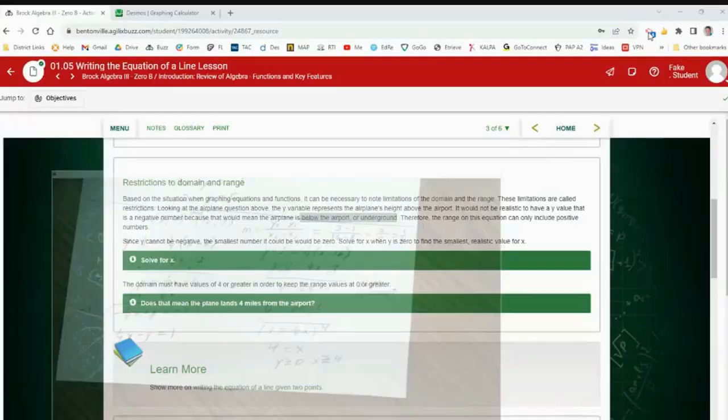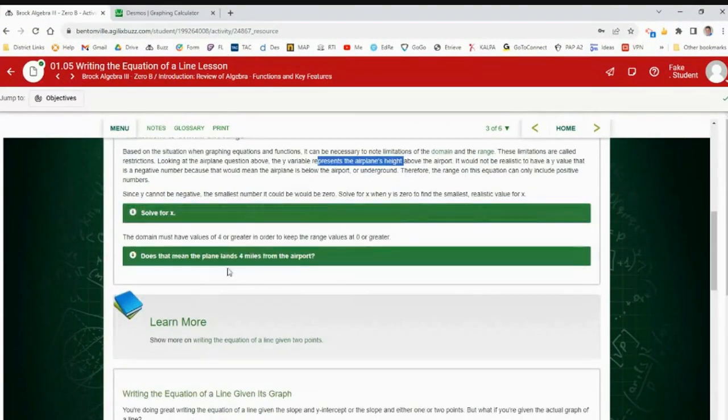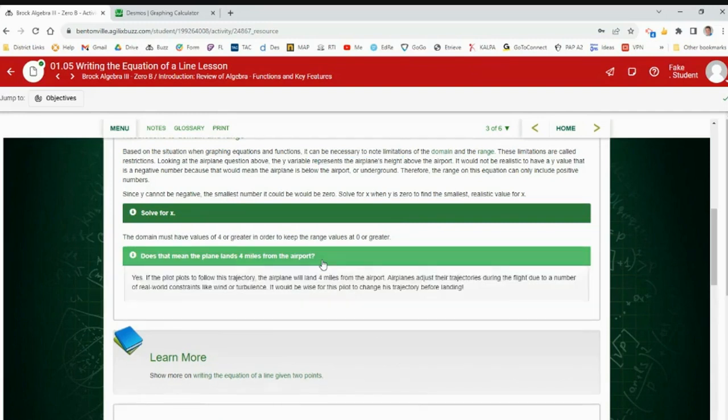So there's restrictions just because of the scenario, because it's an airplane and we're calculating the landing. So that's why we have that in there. Is the equation limited? No, 1/4 x minus 1. There's no limitations except for we're looking at a real life scenario.